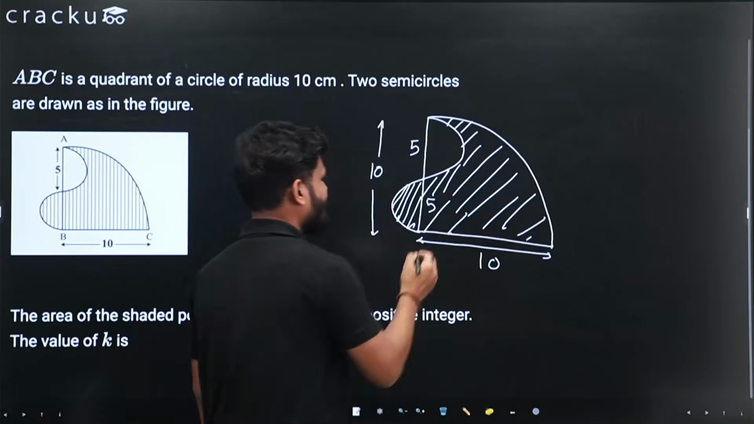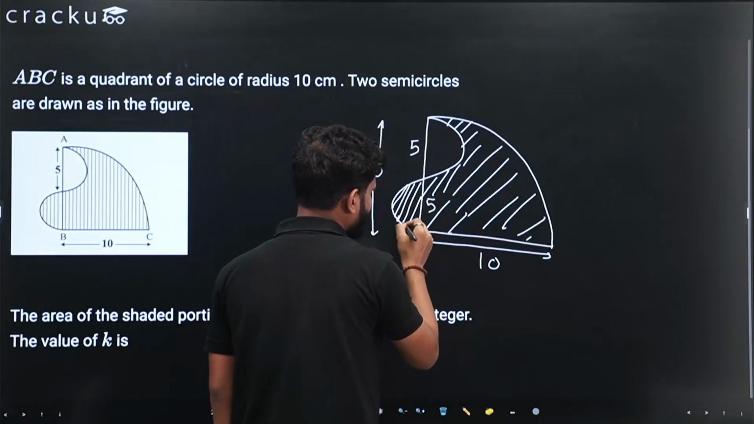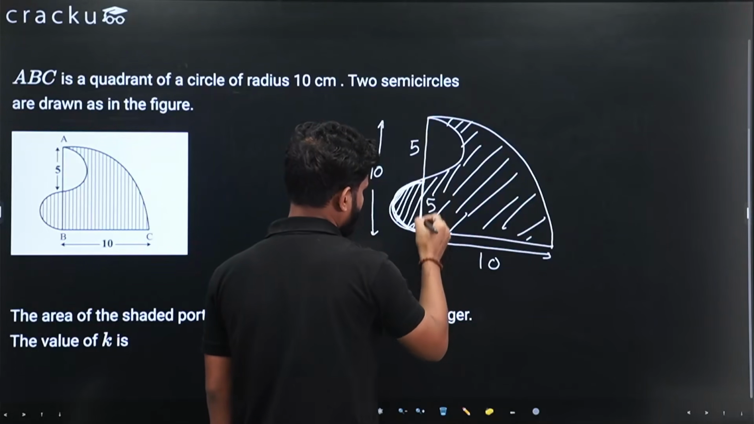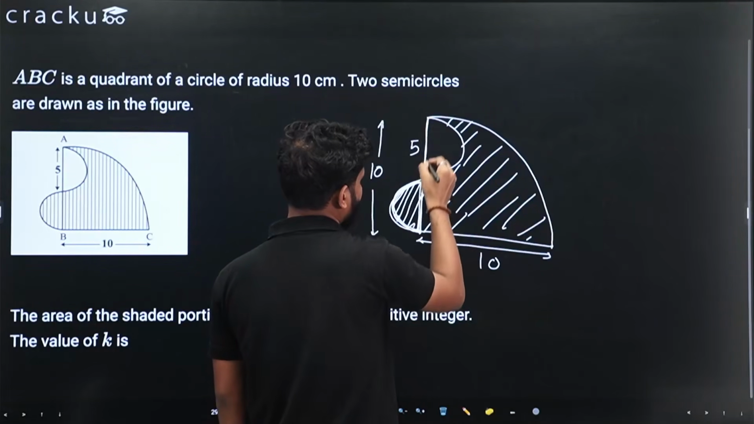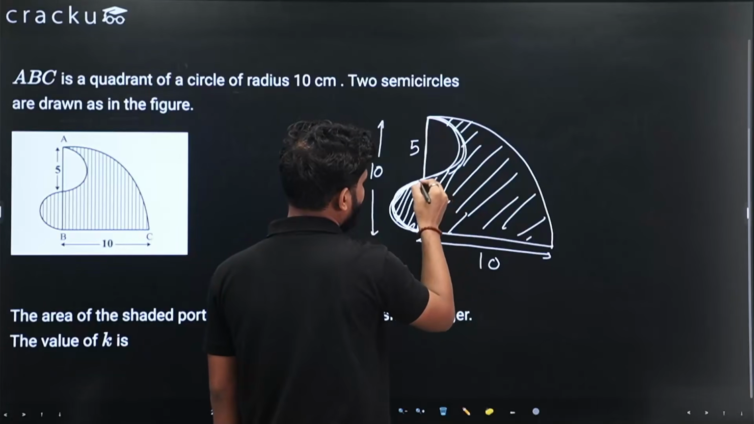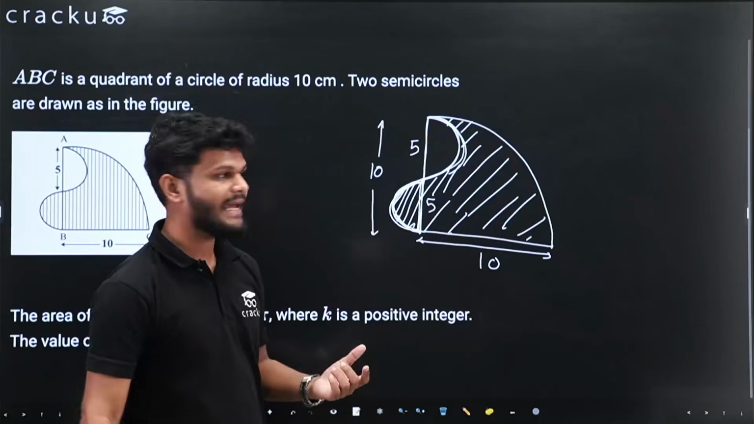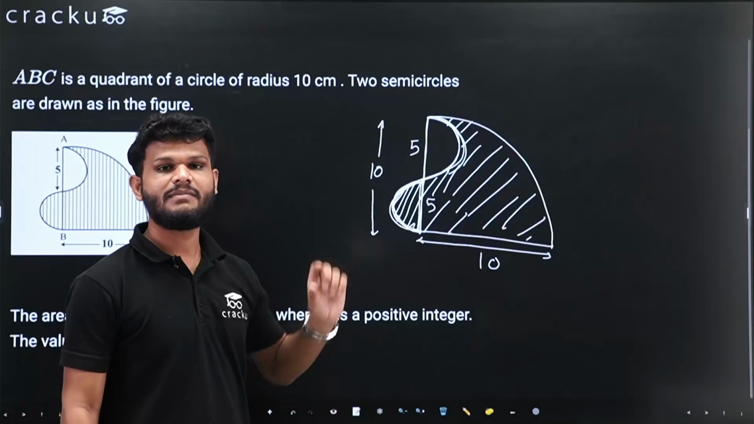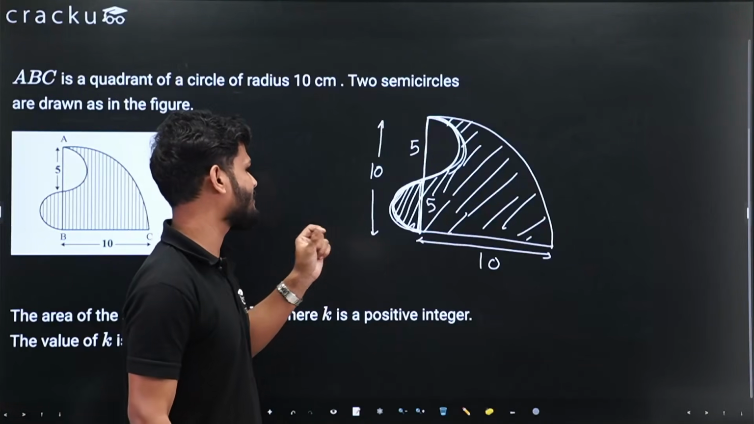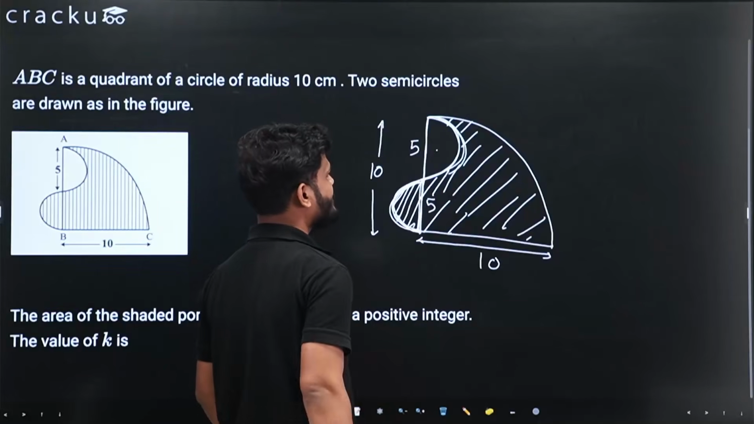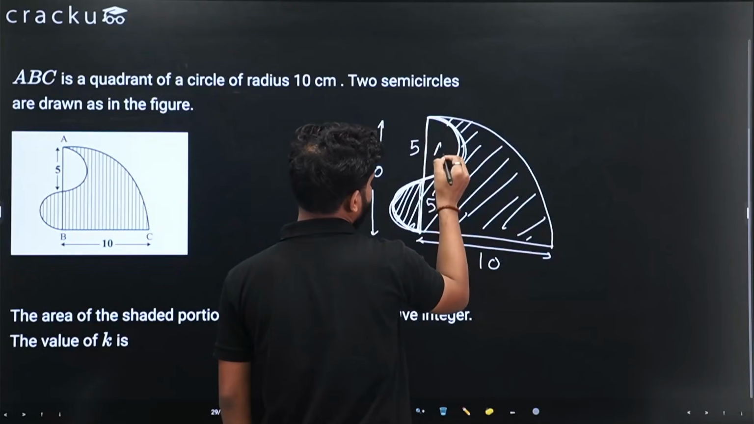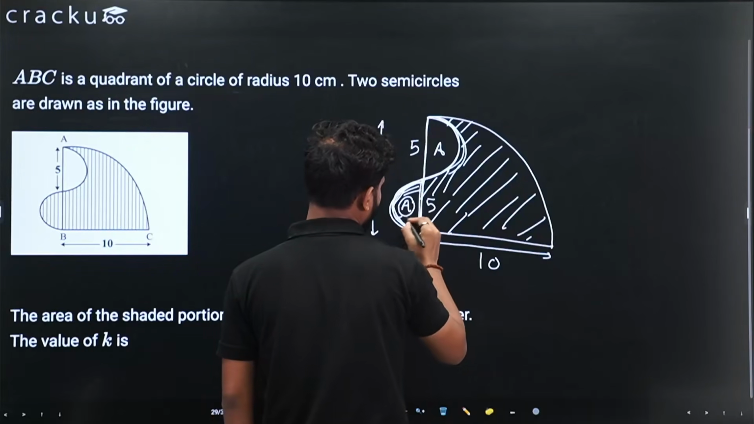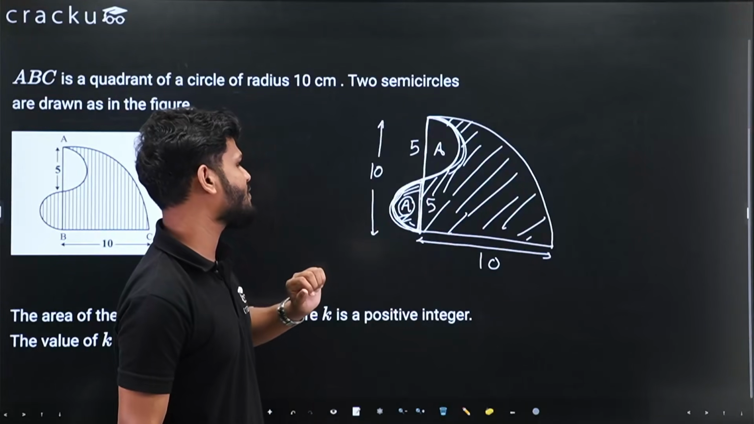Now, can I say for this semicircle and this semicircle, the area will be the same? Why can I say that? Because the diameter of both the semicircles is the same, and if the diameter is the same, the radius of both will be the same. The area of these two semicircles will be the same. Let us say the area here is A. So here also the area will be A. Right?